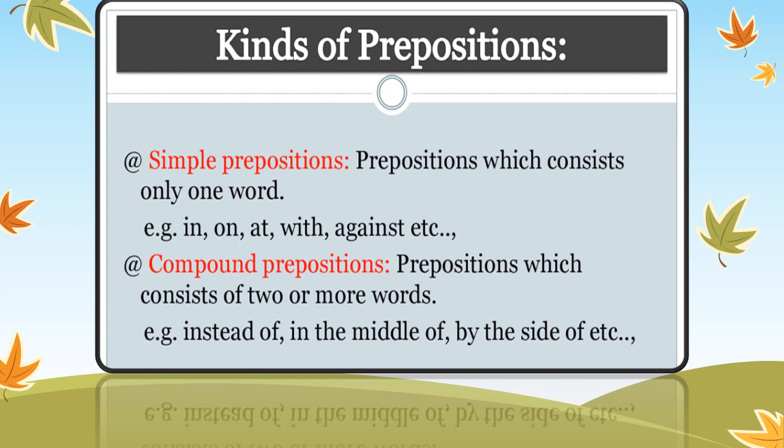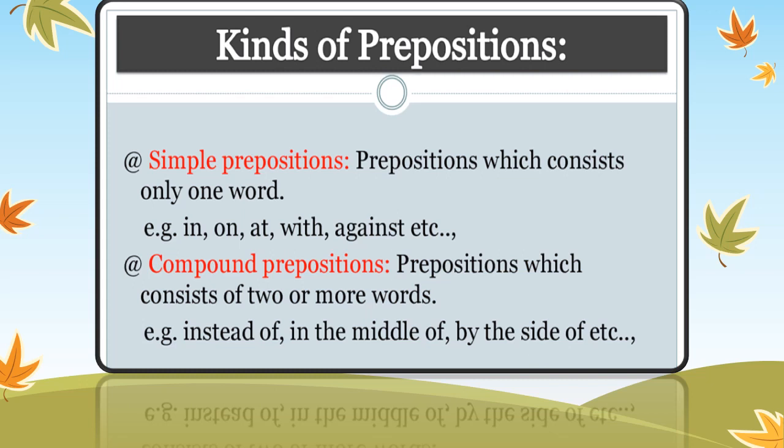Let's move on to the types or kinds of prepositions. They can be simple or compound. Simple prepositions are single word prepositions. For example, the cat is on the mat. Here only one preposition exists in the entire sentence.